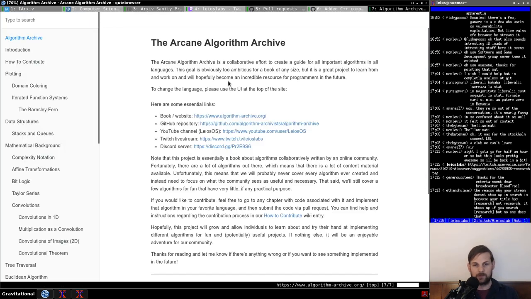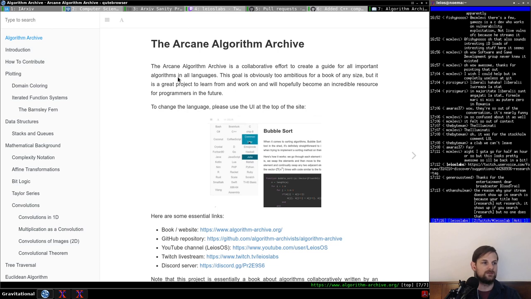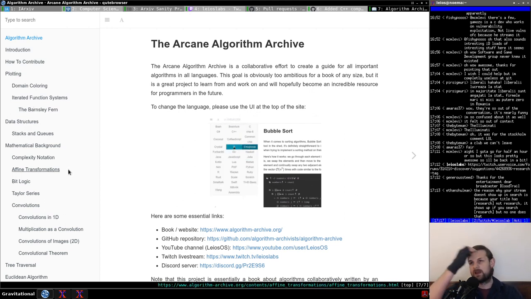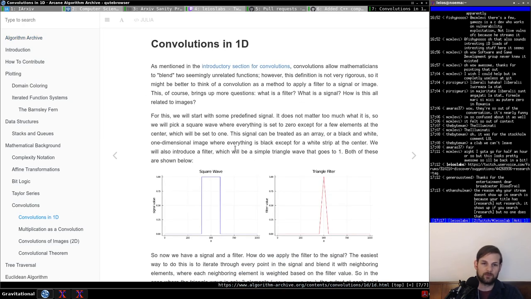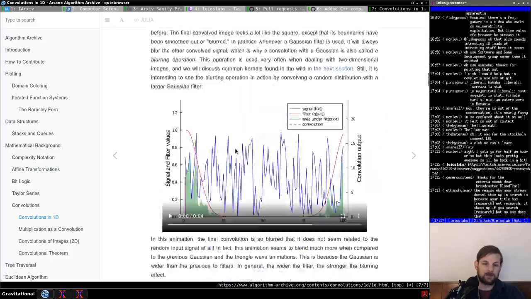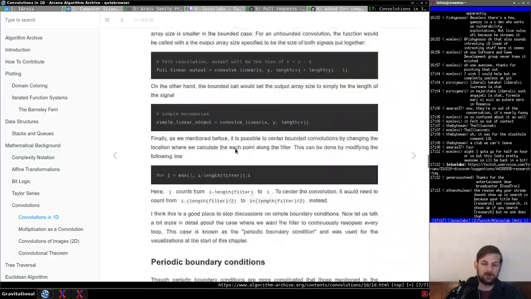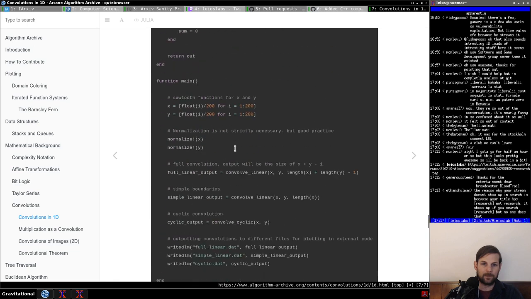Okay, so what are we working on here? In case you've never seen the algorithm archive, this is an online textbook that we're working on together as a community to essentially teach algorithms. As opposed to a lot of the other algorithm repositories available online, the point here is to provide really good detailed descriptions of the algorithms. Here, for example, is convolutions in 1D, and we put a lot of effort into making sure this is clear and intuitive in the best way possible.